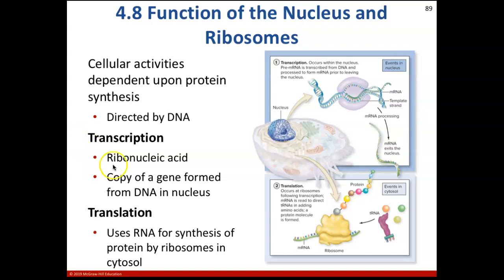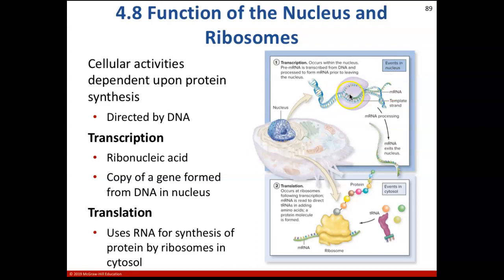First, we have transcription, and in transcription we are going to use ribonucleic acid, or RNA, and a copy of a gene formed from DNA in the nucleus. So you see over here in which we are going to have this take place in the nucleus, and a mRNA strand gets created and is transcribed from our DNA molecule.